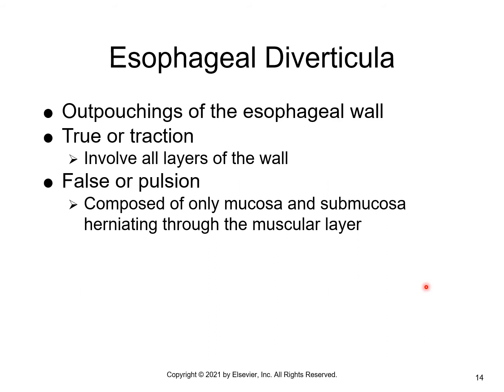You can have false or pulsion diverticula as well. So false diverticula is going to be composed of only the mucosa and the submucosa, and then there's going to be herniation through the muscular layer. Whereas with true and traction, they're going to involve all layers.